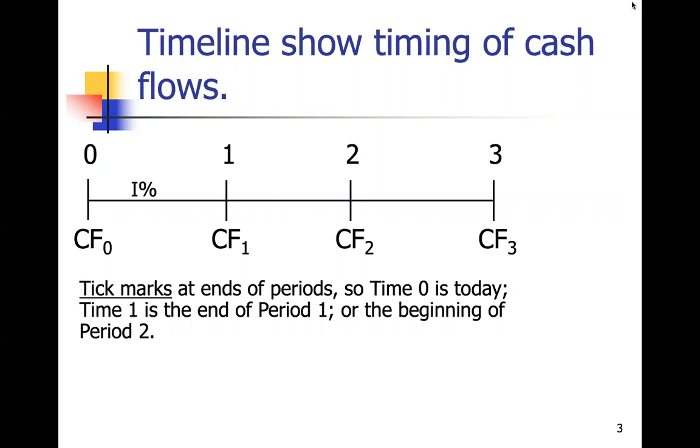Timeline shows the sequence and amount of cash flows across time. For example, here we have a timeline. The numbers at the top represent the years, and CF stands for cash flows. CF0 to CF3 shows the cash flows received at year 0, 1, 2, 3 respectively.